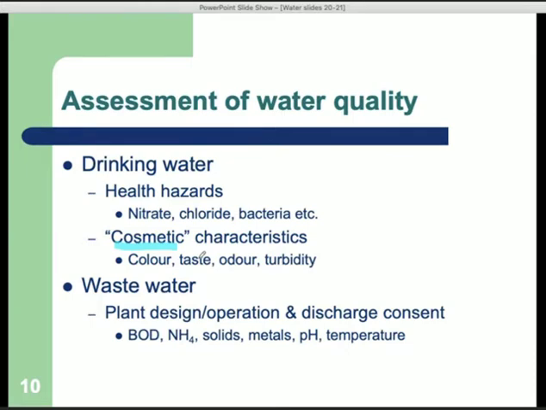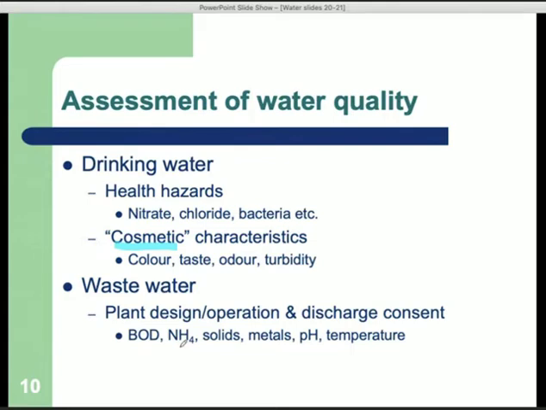That's probably all of what I want to say about drinking water. On the wastewater, it's a different story. You still have similar quality criteria. So, for example, you have also solids in there. You may have nitrogen or forms of nitrogen.